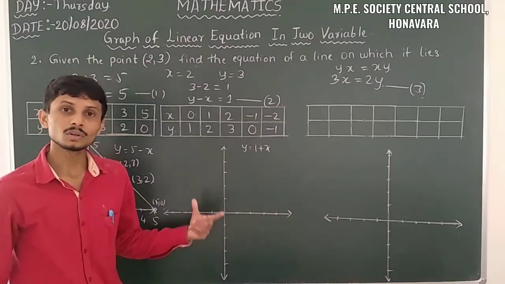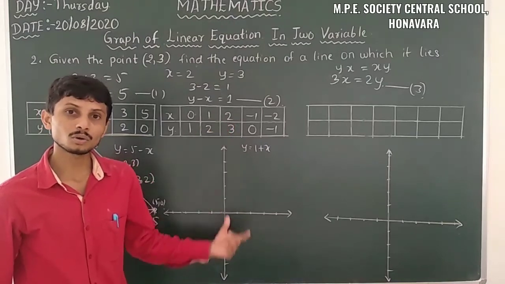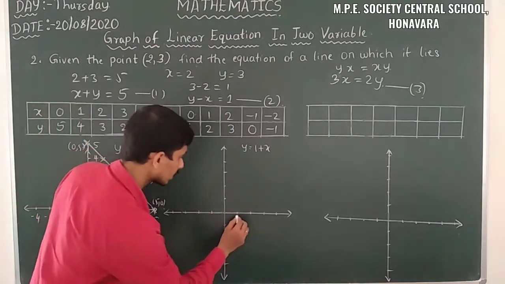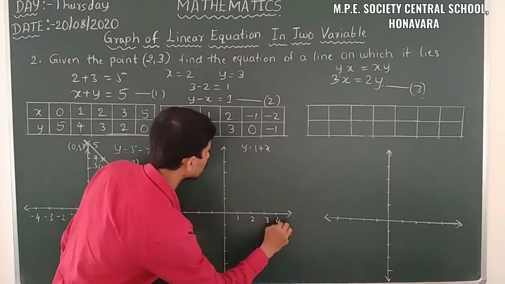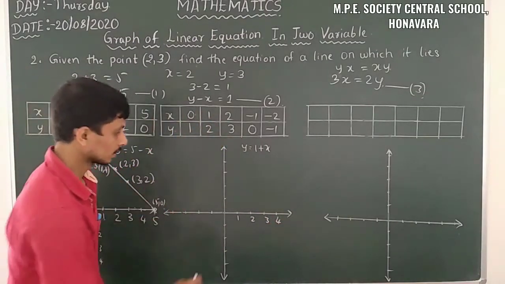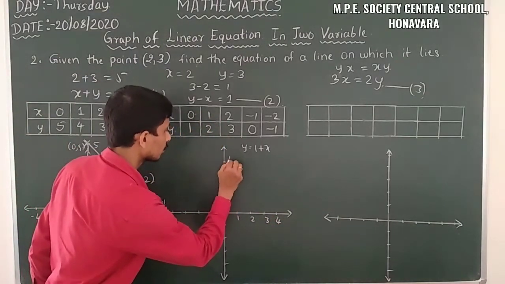So here we have to take all those coordinates into the Cartesian plane. It is 1, 2, 3, 4. So 4 is enough. Okay. Then 1, 2, 3, 4.